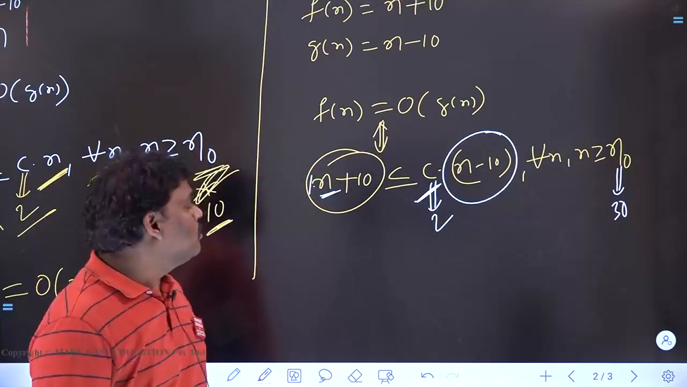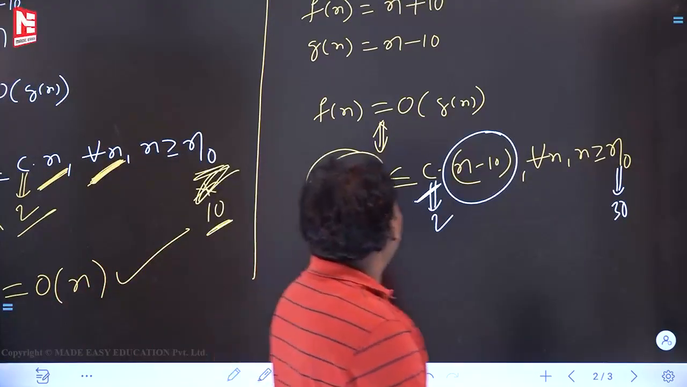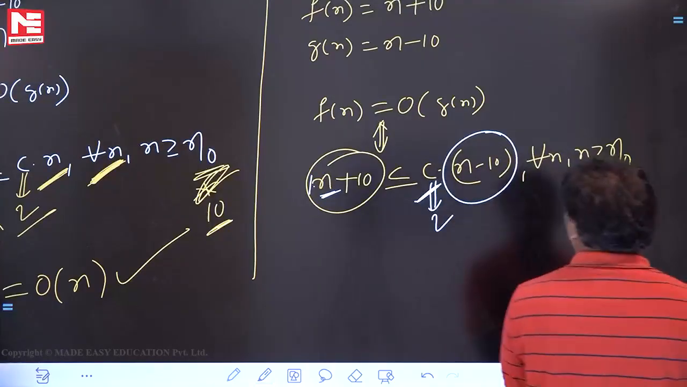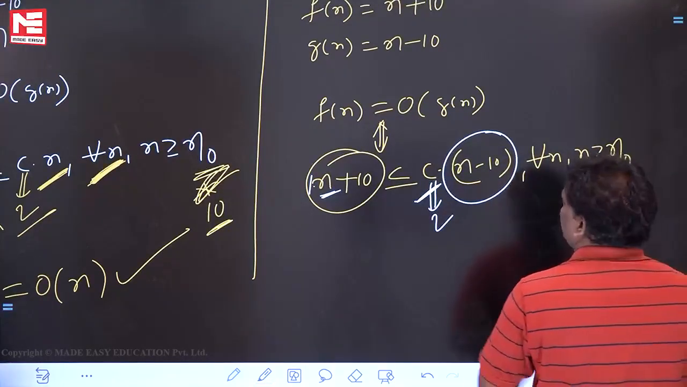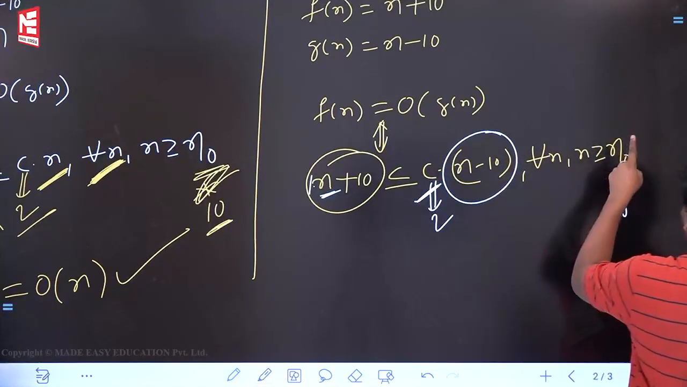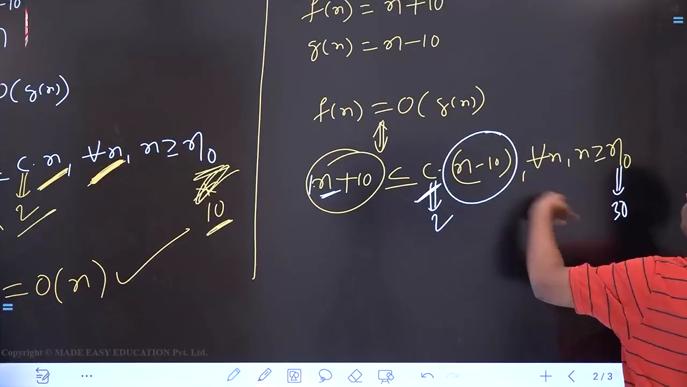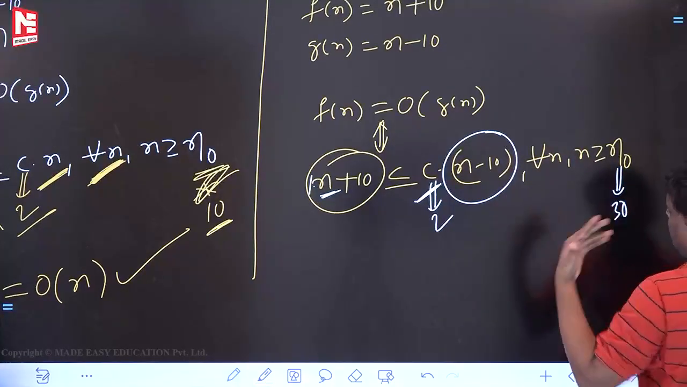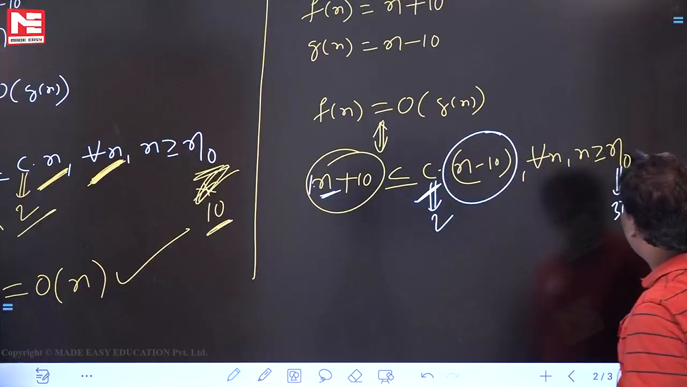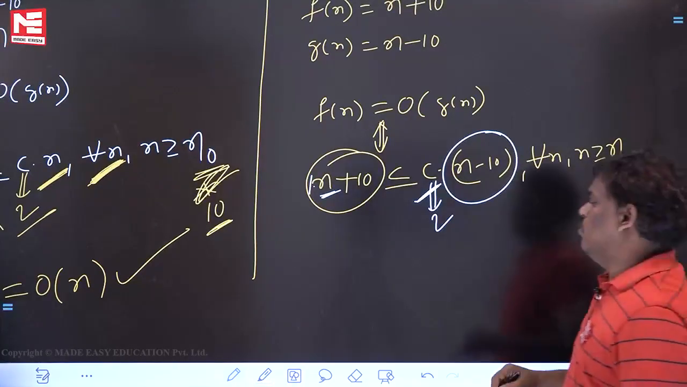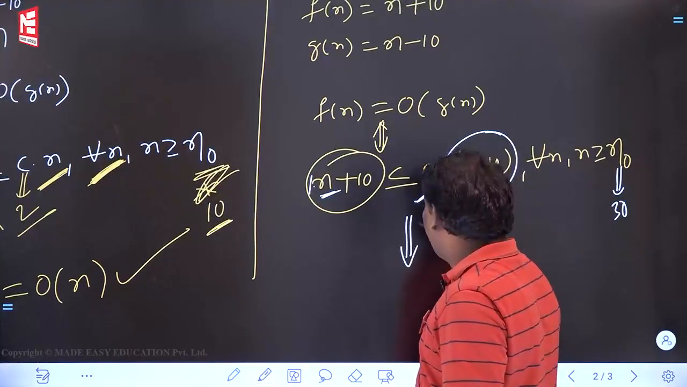N value 30, left is going to be 40, right is also 40. I think slowly increasing, right? So I think now they are equal. N0 value, 30 onward, they both are equal or greater. For every n where n is greater than or equal to 30, this relation will hold good, because you are able to complete the definition successfully.